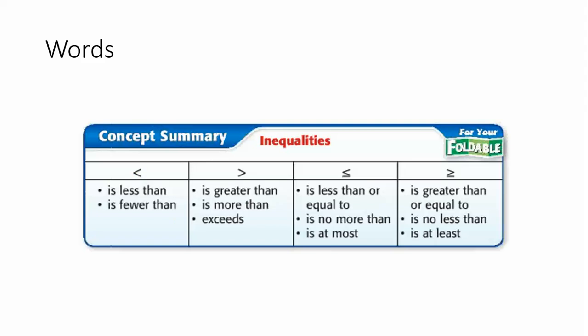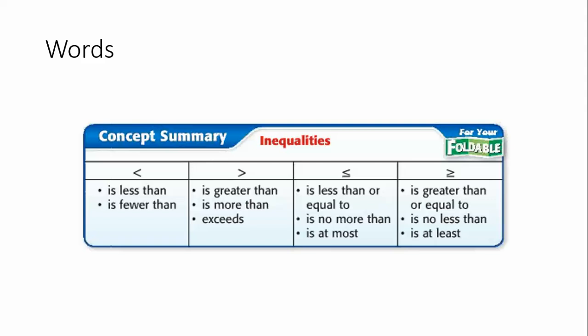For the greater than symbol, it's is greater than, is more than, and exceeds. Those are all words that indicate we're talking about the greater than symbol. For less than or equal to, again, less than or equal to, is no more than, or is at most. And those are the two that are a little bit confusing because you see the word more or most, and students often want to make it the greater than symbol. But if something is no more than, let's say, 10, that means it can't go over 10, so it has to be less than 10. And that's kind of how I rationalize it.